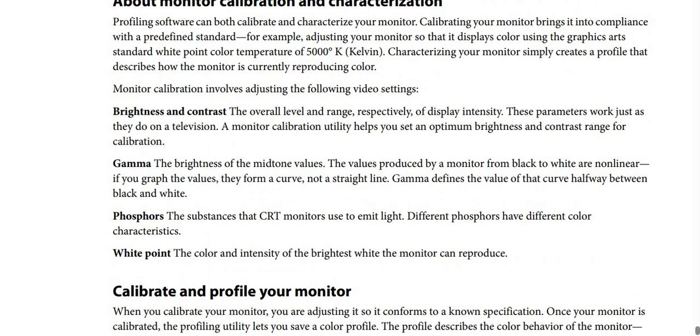The first option, brightness and contrast. What about brightness and contrast? It means the overall level and range, respectively, of display intensity. These parameters, by the way, work just as they do on a television, and a monitor calibration utility helps you set an optimum brightness and contrast range of calibration. And the next option, gamma. So what's the meaning of gamma?